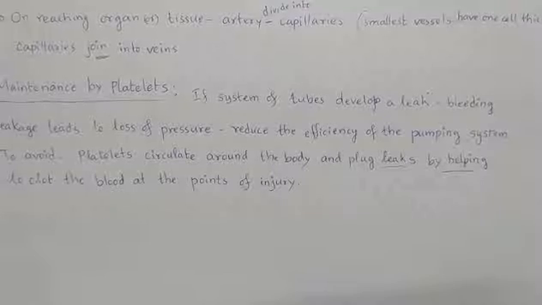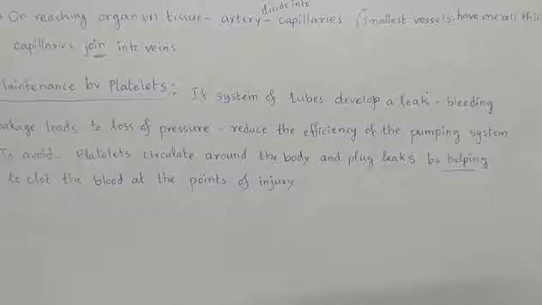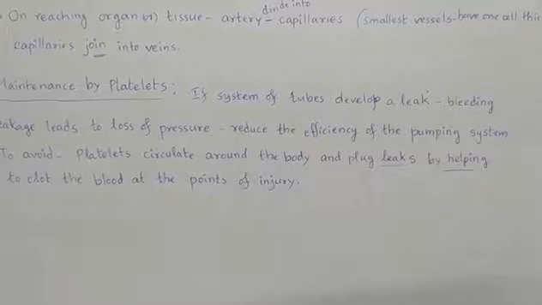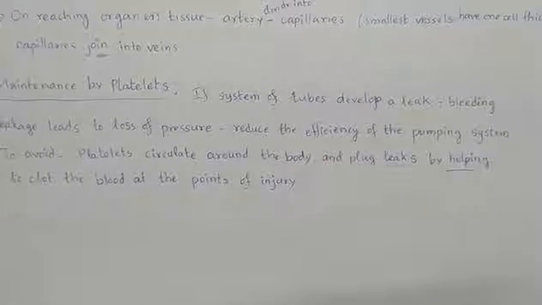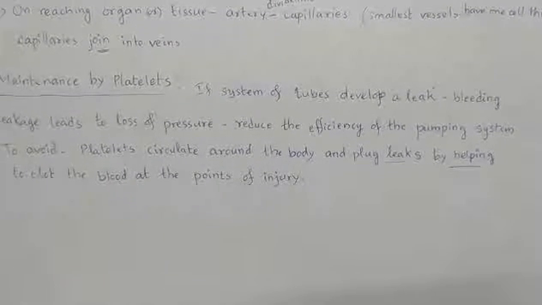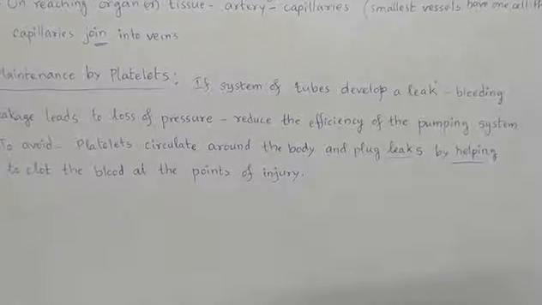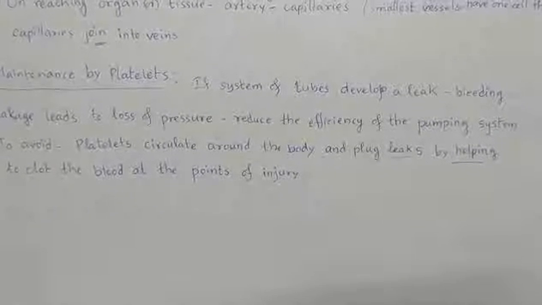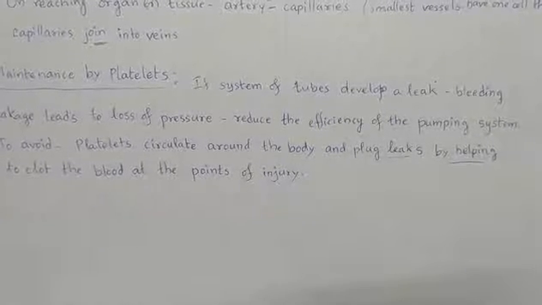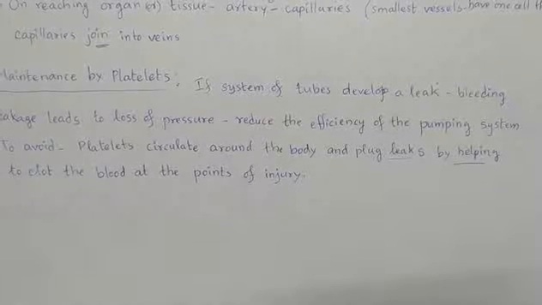If the system of tubes develops a leak, bleeding occurs. The bleeding leads to loss of blood. Not only loss of blood, but loss of pressure. When loss of pressure is there, it will reduce the efficiency of the pumping system, with which a poor amount of oxygen will be supplied. To avoid all these negative consequences, platelets circulate around the body and plug the leaks by helping to clot the blood at the points of injury.